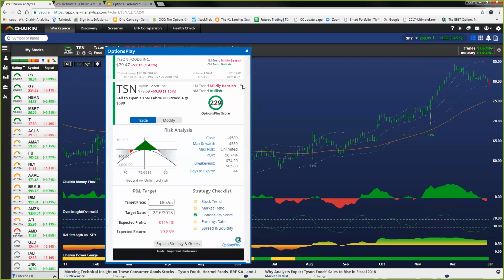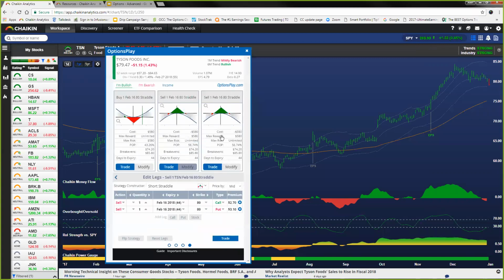But you take in a decent premium. Another way to do this with a little higher odds of success is, instead of selling the straddle, sell a strangle. So the call, we want to go higher. The put, we want to go lower.